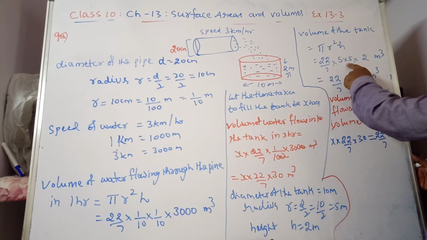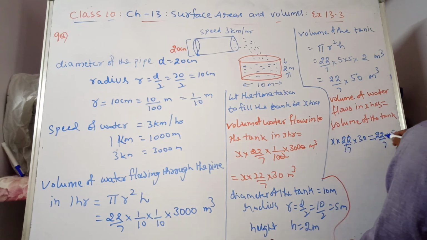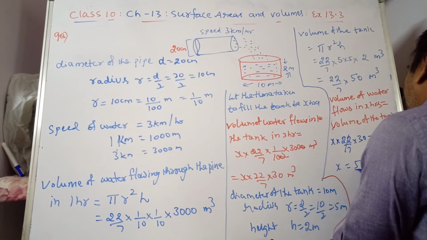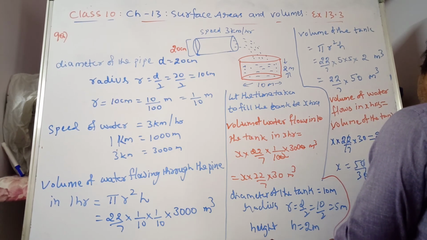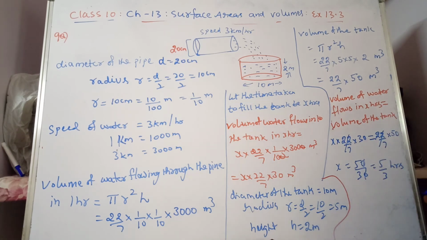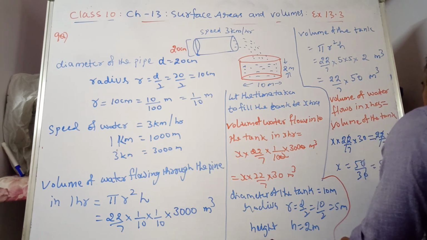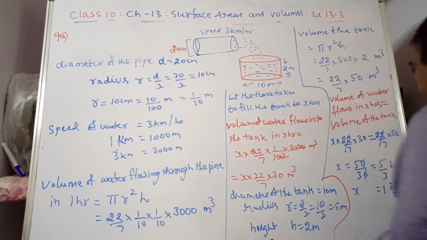So 5 into 5 into 2 we calculated. So 22 cancels. Then x is equal to 50 by 30, zero cancels, which is equal to 5 by 3 hours. If you convert into a mixed number, 3 ones are 3, 1, 2 by 3 hours. So x is equal to 1 2/3 hours.